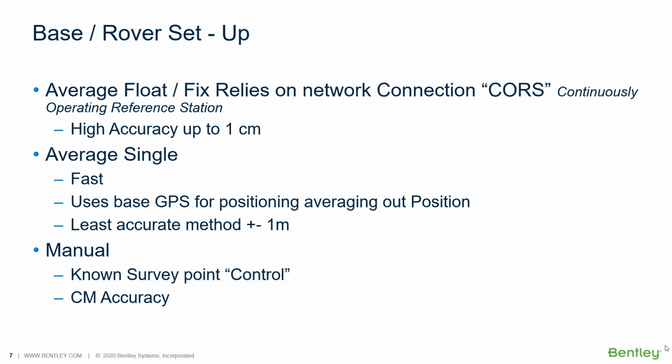The manual method is actually surveying a control point where the base station will be placed. So the base station is placed on top of a measured control. It could also be put on top of a very accurate survey control that was perhaps set up for a long period of time to achieve the spatial position. This manual method carries with it centimeter accuracy.